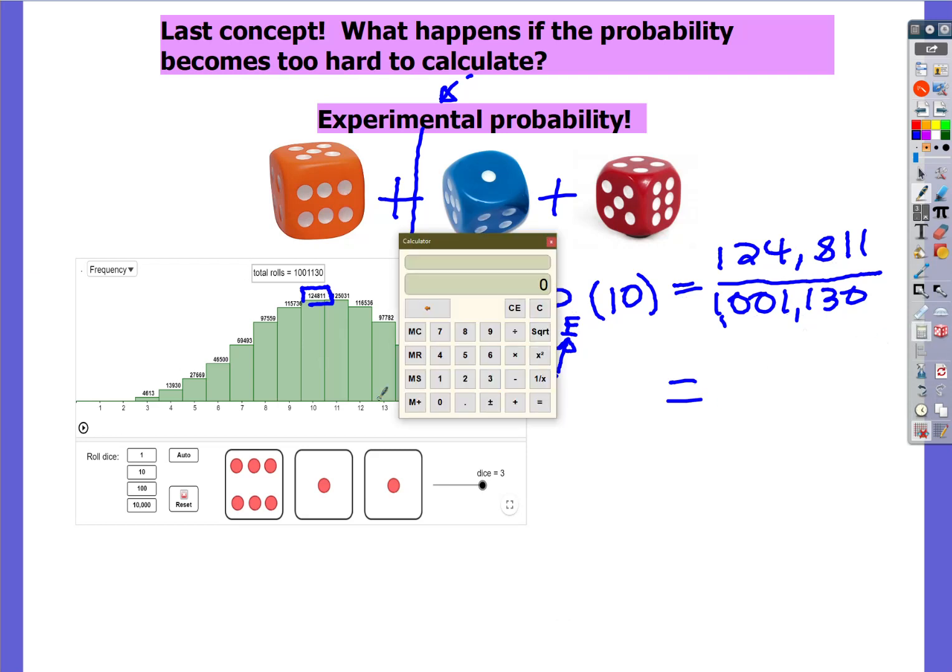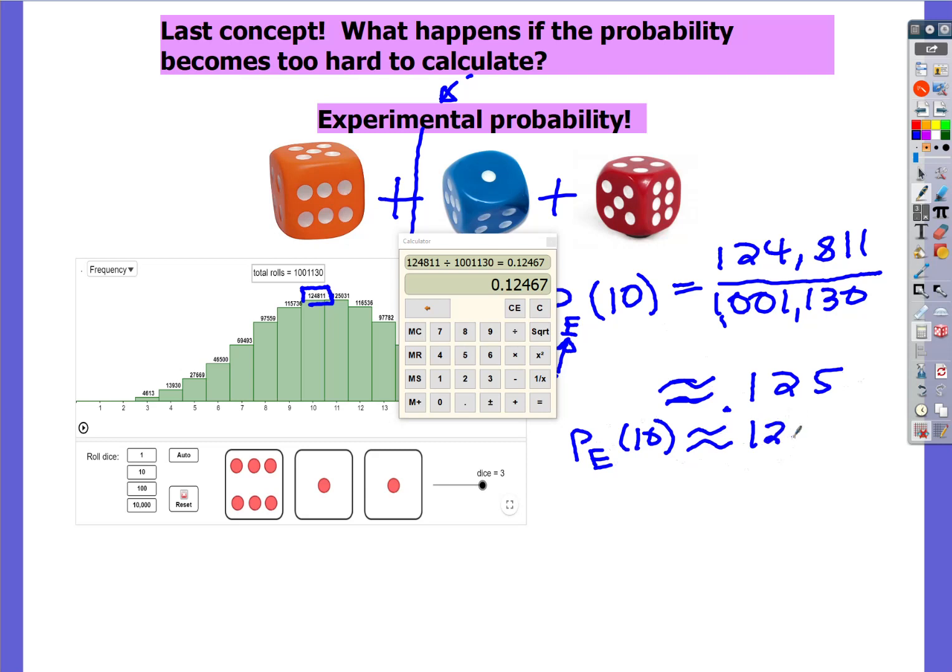Let's see. So 124,811. Convert it to a decimal really quick. 1 million. Let's do that one more time. I'm just going to do this with the mouse. 124,811. Divide that by 1,130. And we get about 0.12, and I'll round it off there. Which basically says our experimental probability for rolling a 10 is about 12.5%.